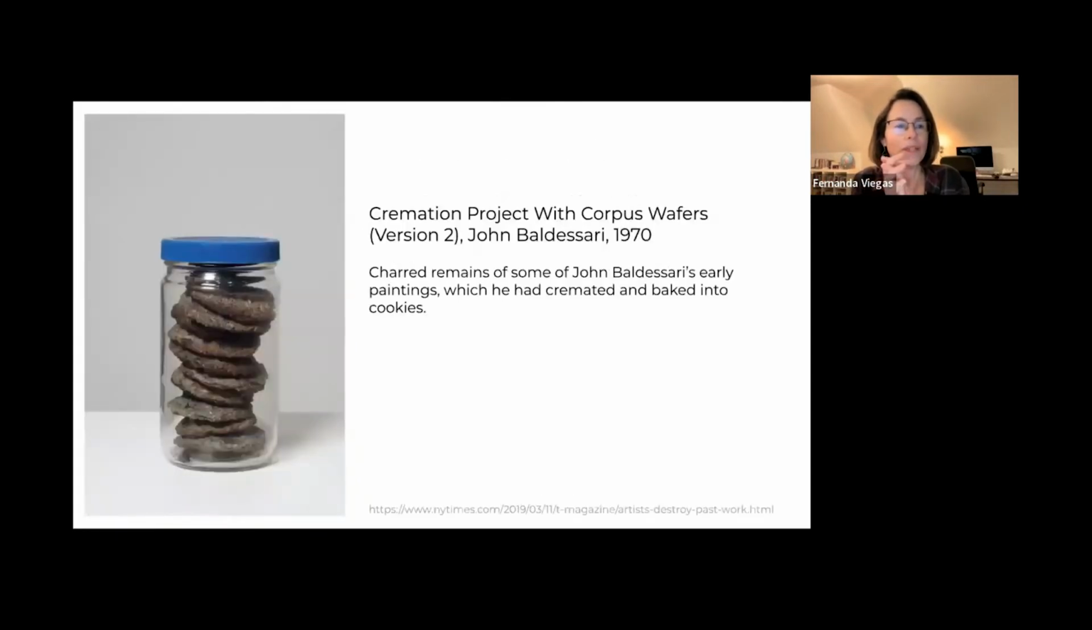Another example is what you see here, this jar of cookies, which is actually called Cremation Project with Corpus Wafers by John Baldessari. And what is happening here is that Baldessari was unhappy with some of his early works and decided to cremate them. And not only that, he then used the ashes to bake cookies. And those are the cookies you see here.